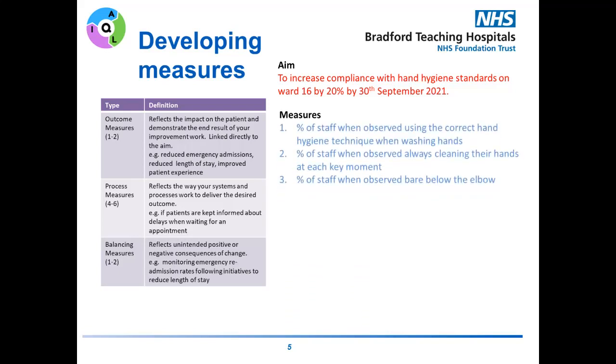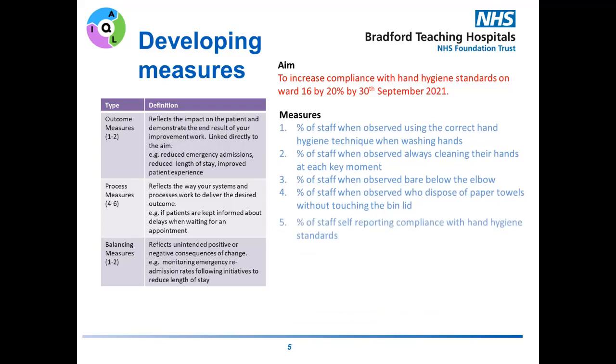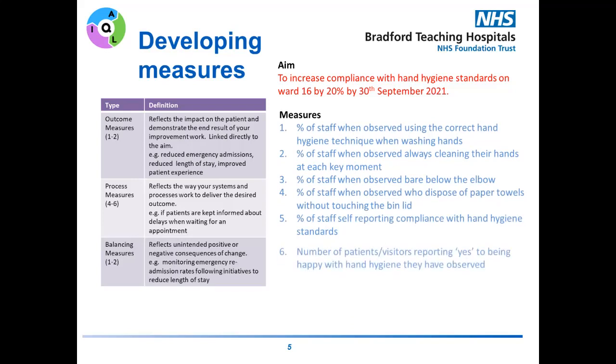are as follows. Percentage of staff when observed using the correct hand hygiene technique when washing hands. Percentage of staff when observed cleaning their hands at each key moment. Percentage of staff when observed bare below the elbow. Percentage of staff when observed who dispose of paper towels without touching the bin lid. Percentage of staff self-reporting compliance with hand hygiene standards.